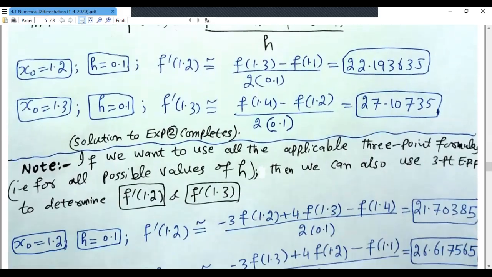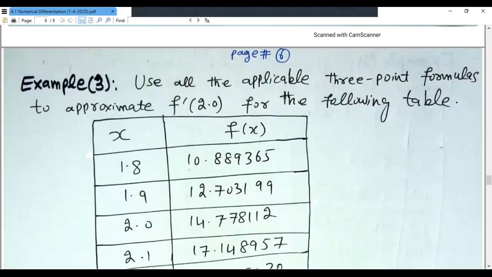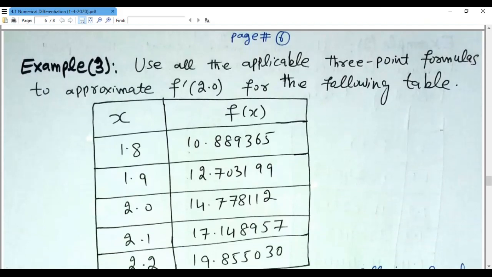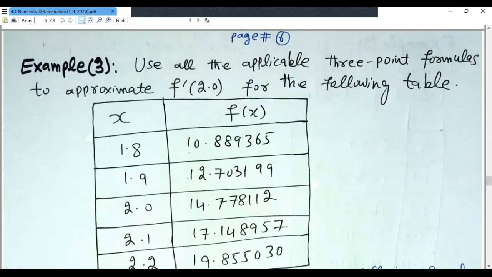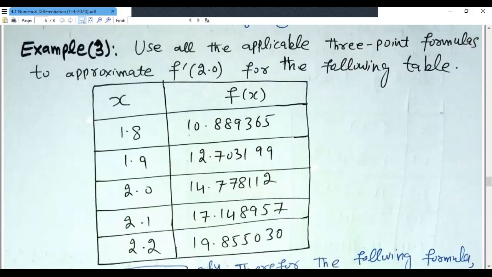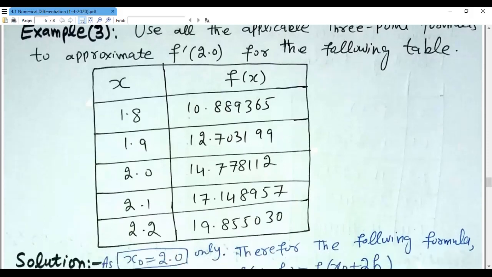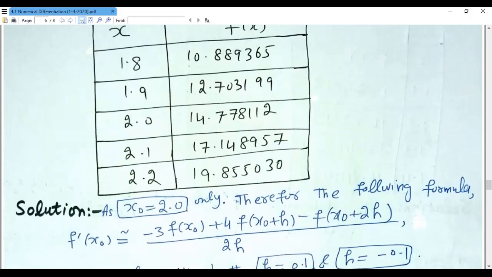Okay, now come to another example, example 3. Use all the applicable 3-point formulas to approximate f dash of 2.0 for the following table. This also means that you use all applicable 3-point formulas with all possible values of h. So look at the data.